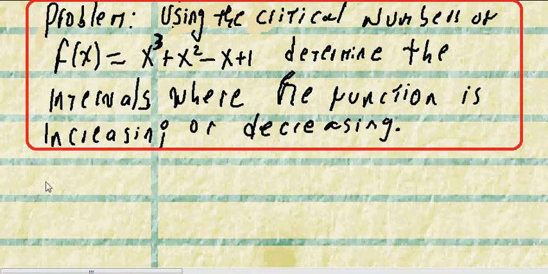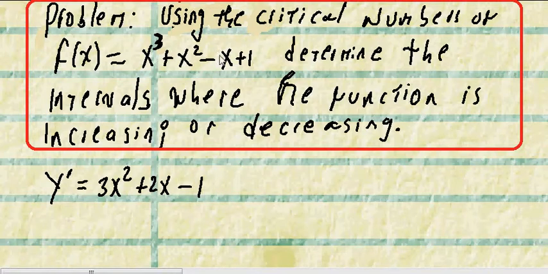Now, I want to find y prime, where y, of course, is f of x. So y prime is just 3x squared, the derivative of x cubed being 3x squared, plus 2x minus 1 plus 0.